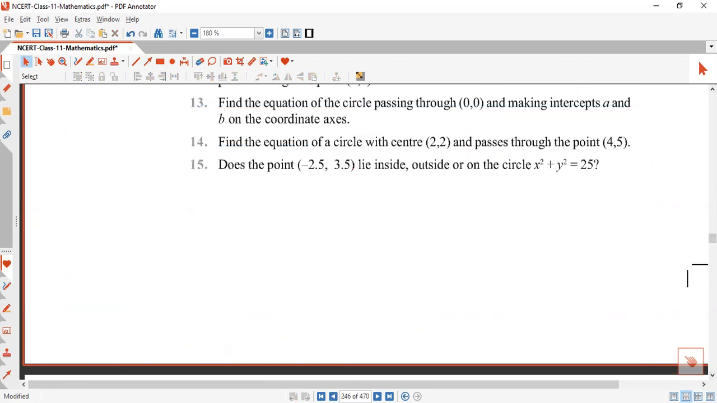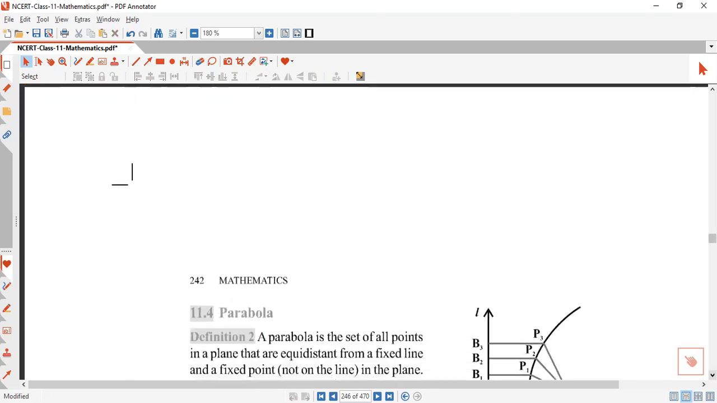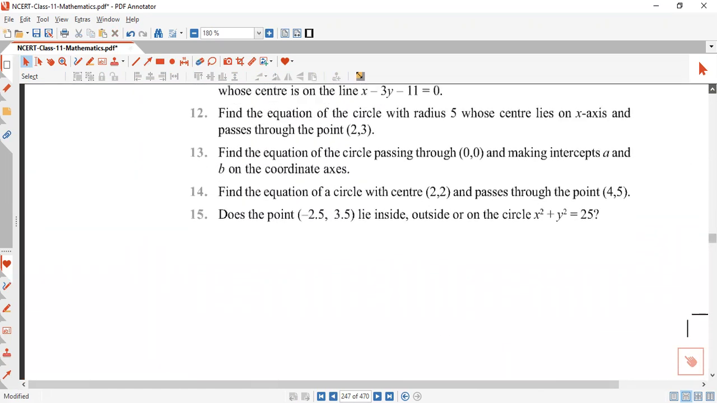After question number 13, we want to do question number 16. So this is the end of this chapter, exercise 11.1.